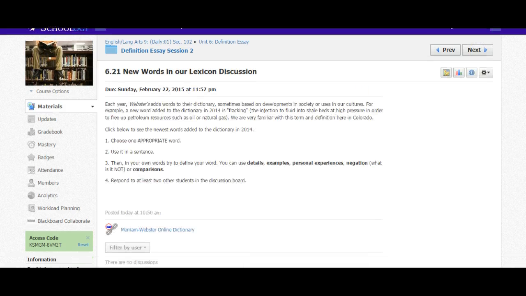So to begin our lesson this week, we're going to be talking about new words in our lexicon. So every year, new words are added to the dictionary for our society because of culture and just because of things that are going on in our society. And one of the words that is new to our dictionary last year was fracking. And we're all very familiar with that term and definition here in Colorado.